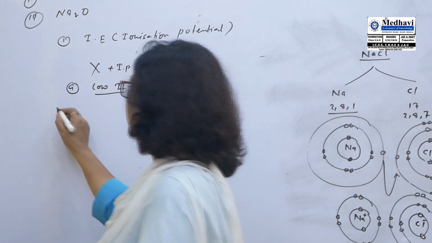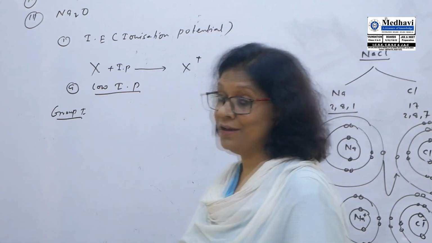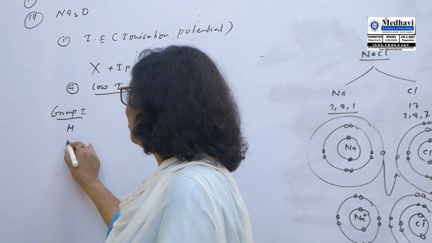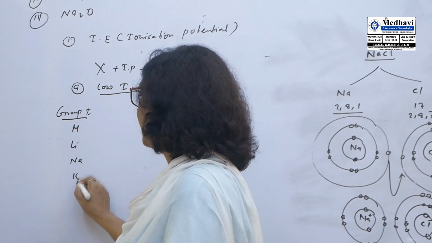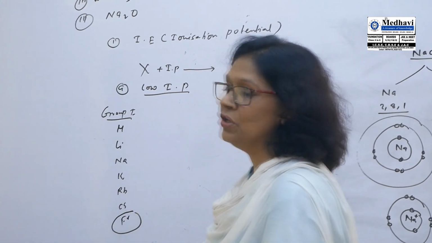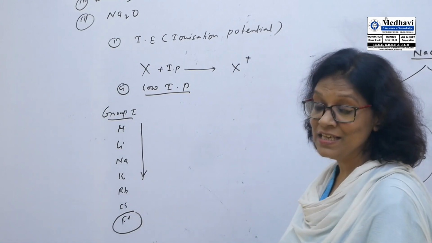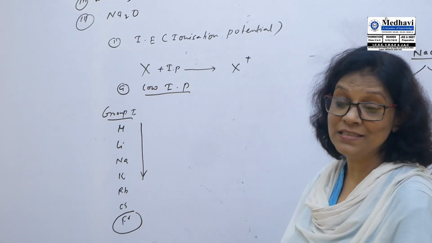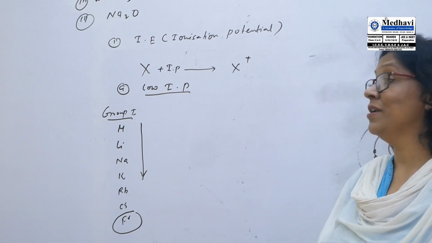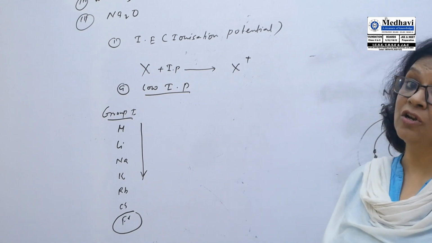And if we see the periodic table, we find that group 1 elements have the lowest ionization potential. Group 1 elements are hydrogen, lithium, sodium, potassium, rubidium, cesium and francium, which is radioactive, so we don't use it. When we go down the group, atomic size increases, electrons are far from the nucleus, and the electrostatic force decreases, so it becomes easy to remove the electron. That's why ionization potential decreases in the group.